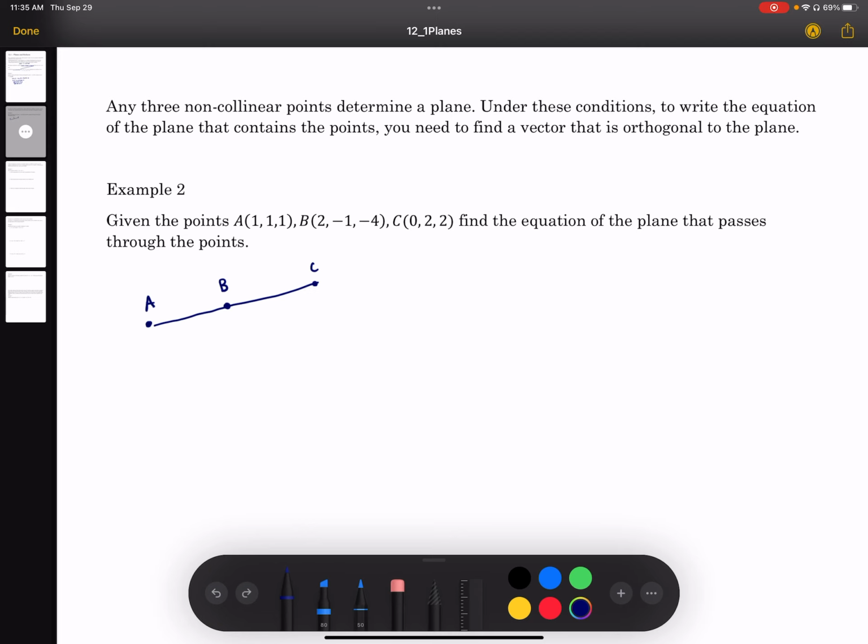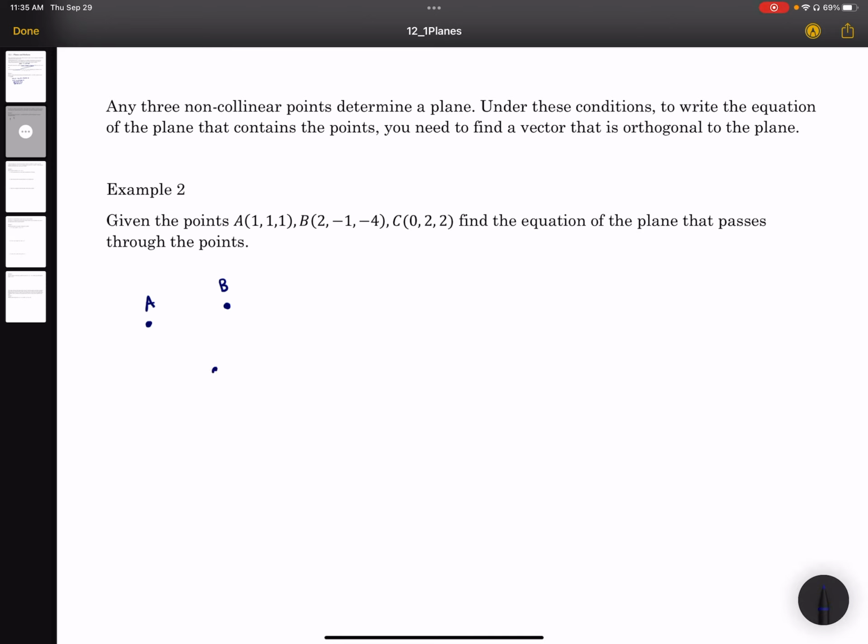We're saying they're not collinear, so that means that they're all not on the same line. So that means that point C could be somewhere over here. So that means that what we really have is two vectors.